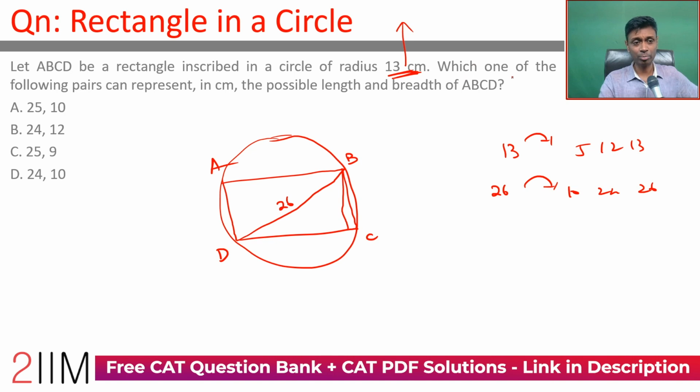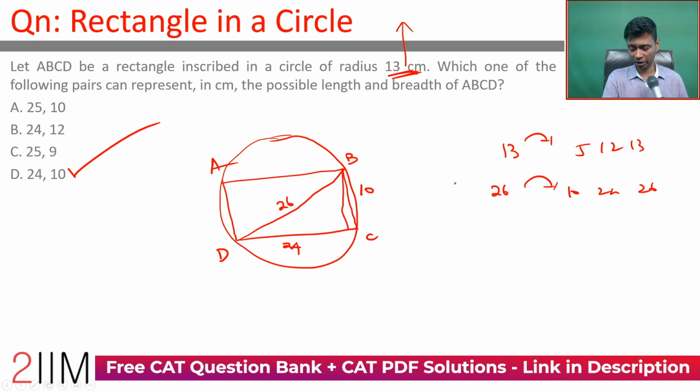Which one of the following pairs can represent in centimeters the possible length and breadth of ABCD? Could easily be 10 and 24. There are a million other possibilities, but 10 and 24 definitely works. If that's sitting in the choices, I'm marking that, and as luck would have it, that is there.